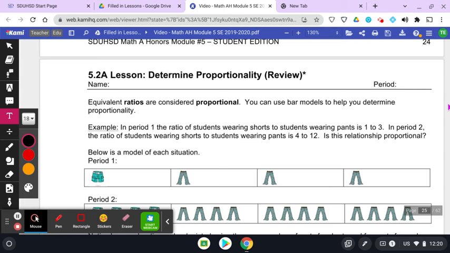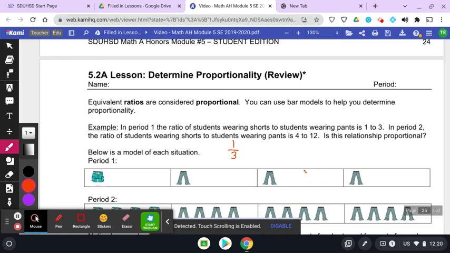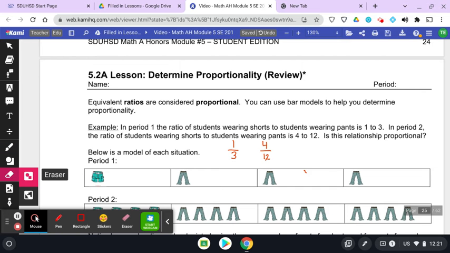Example: in period 1, the ratio of students wearing shorts to students wearing pants was 1 to 3. In period 2, the ratio of students wearing shorts to students wearing pants was 4 to 12. Is the relationship proportional? Basically, what we're trying to figure out here is, are these equivalent fractions? Is 1 to 3 equivalent to 4 to 12? That's what we're trying to justify, whether it is or whether it is not.